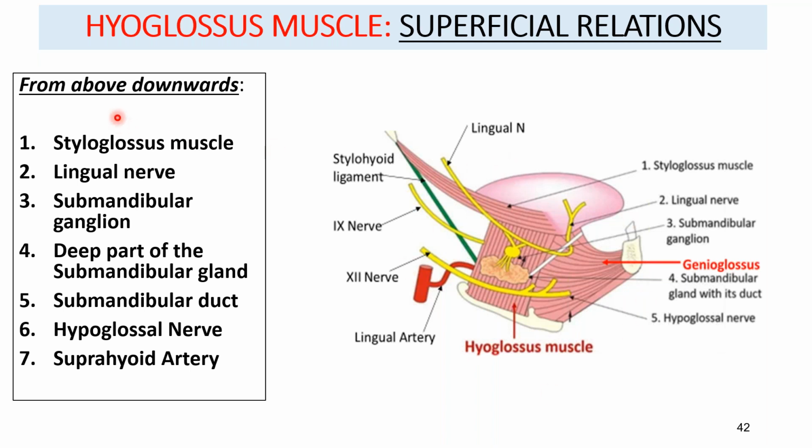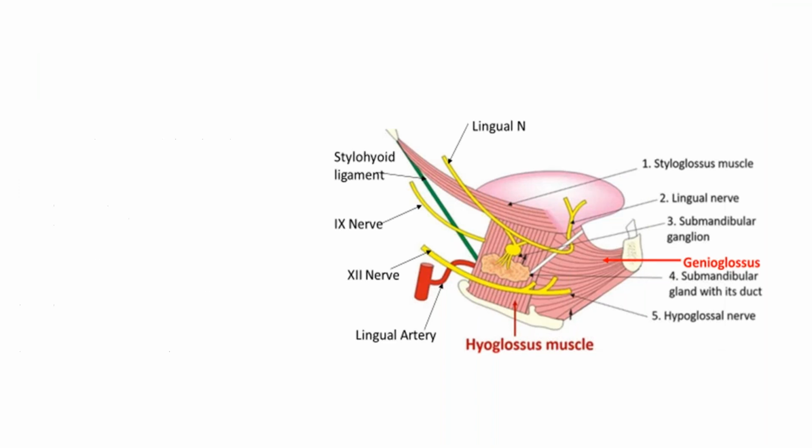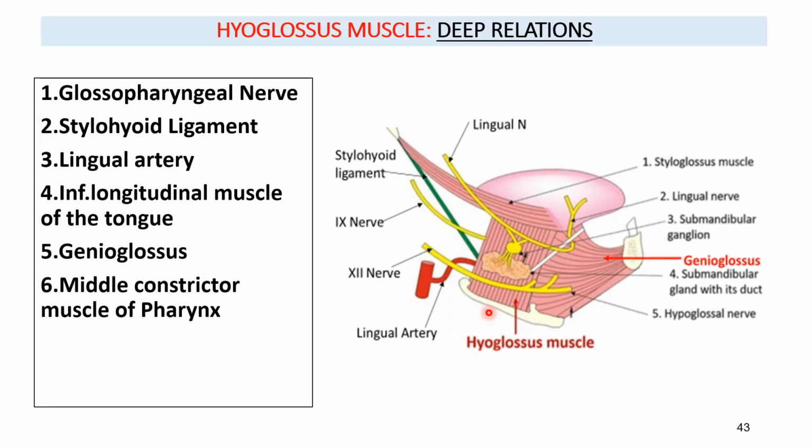So this picture and this enumeration should be clear to all of you. These are the relations of the hyoglossus muscle. Now, what are the structures which are related deep to the hyoglossus muscle? This hyoglossus is a reference muscle in the submandibular region where we'll do all the relations. We can see that this nerve, between the lingual and the hypoglossal nerve, is the ninth cranial nerve, called the glossopharyngeal nerve.